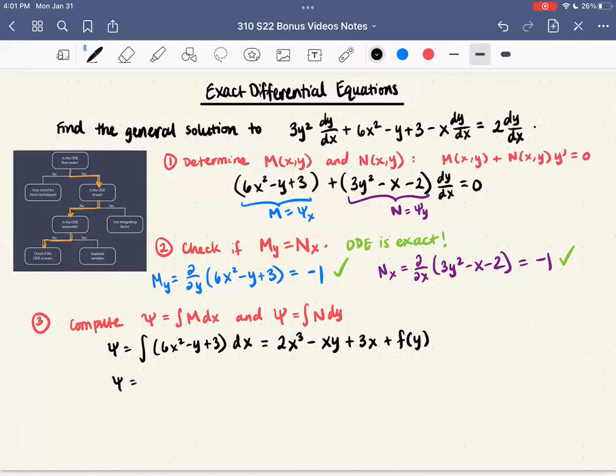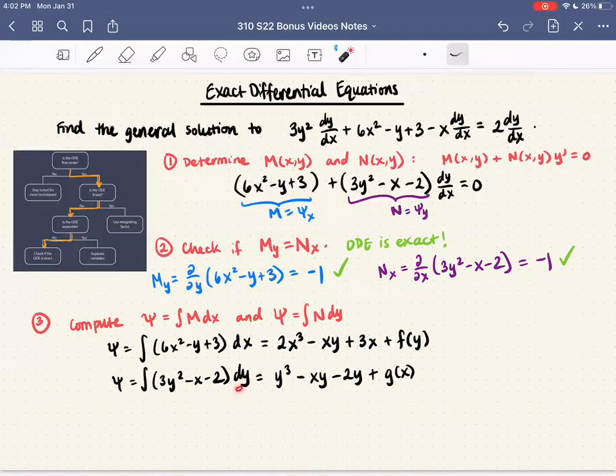Let's also do the same idea, integrate now n, which is 3y squared minus x minus 2, this time over y. So we'll get y cubed minus xy minus 2y, this time plus some function of x, because we integrated over y. And if we took a partial of this with respect to y, we would have gotten rid of anything that only involved x alone.